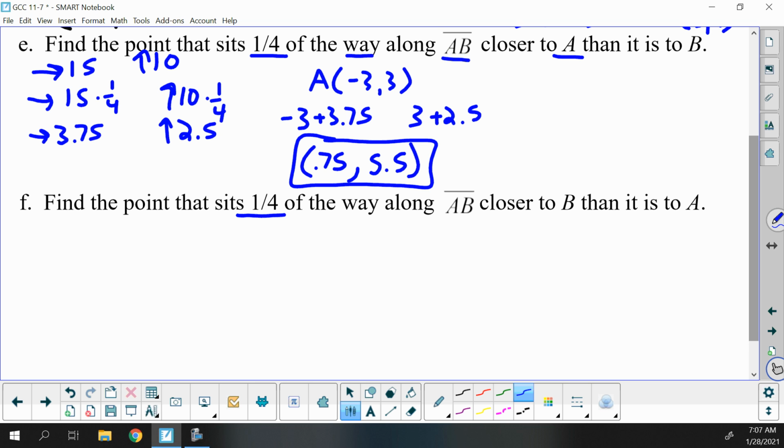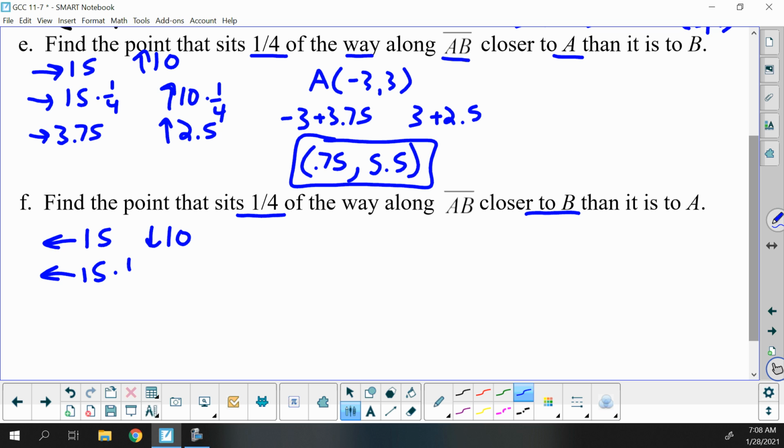Well, now we want 1/4 of the way closer to B. Well, 1/4 again is less than a half. If, let's say it said 3/4 of the way from B, but closer to A. Well, 3/4 of the way from B is really 1/4 of the way from A. So just keep in mind, make sure you're closer to the proper one. So if we're starting from B, we're going to have the left 15 and down 10.